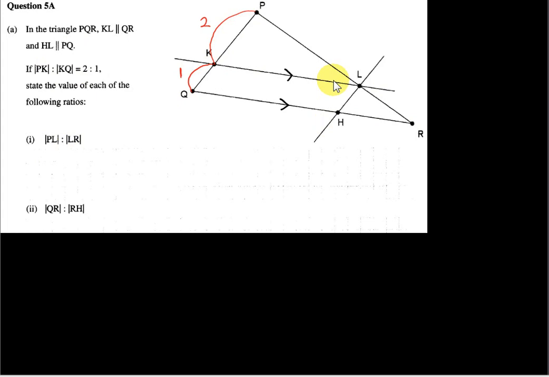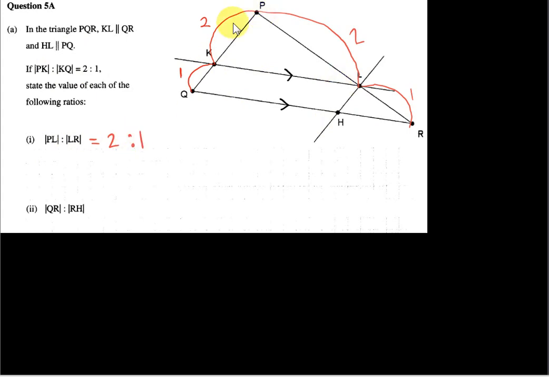But we know from a previous result that if a line in a triangle is drawn parallel to one of the sides of the triangle, then that line divides the two sides in the same ratio. So PL divided by LR will also be 2 over 1. So this ratio here is 2 is to 1.